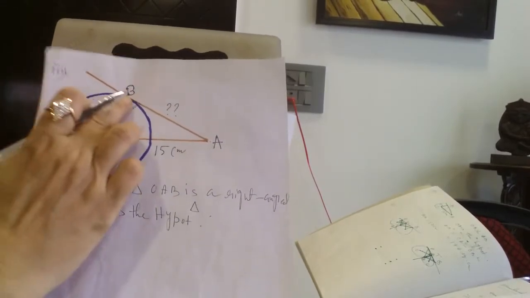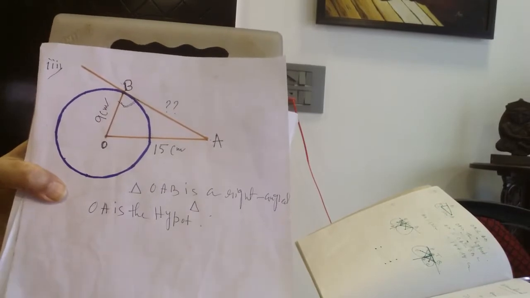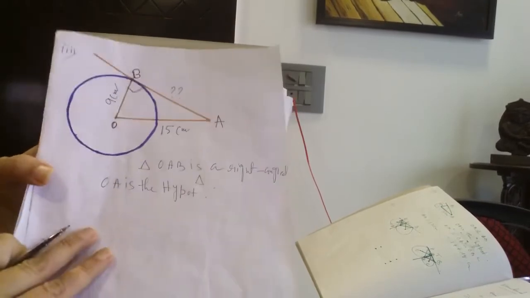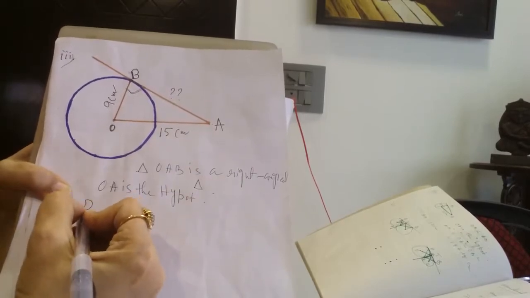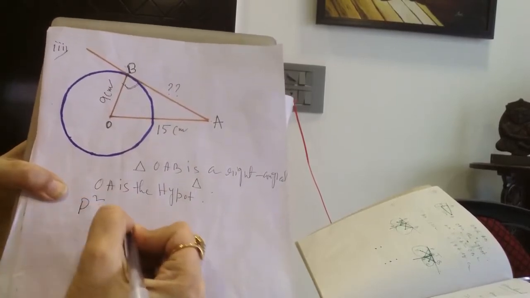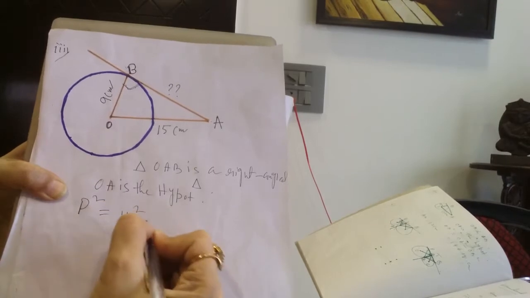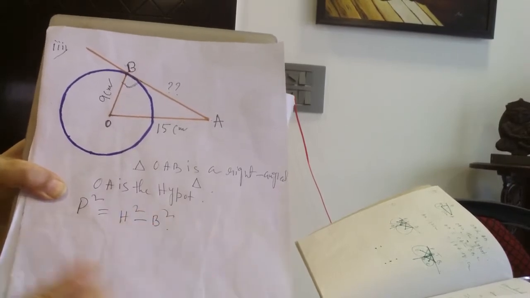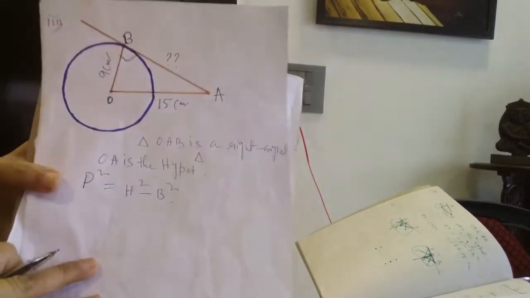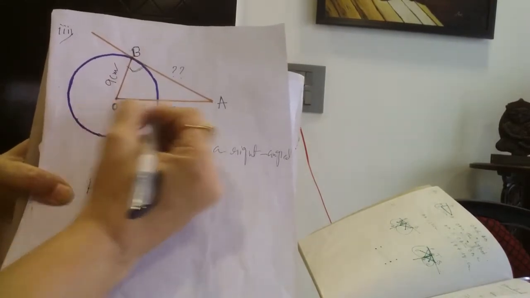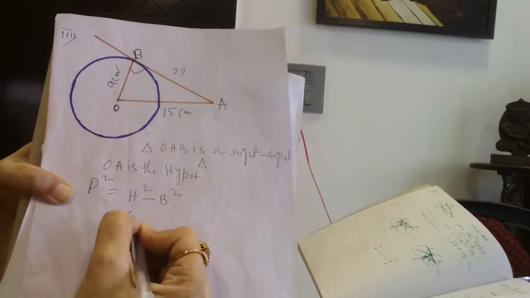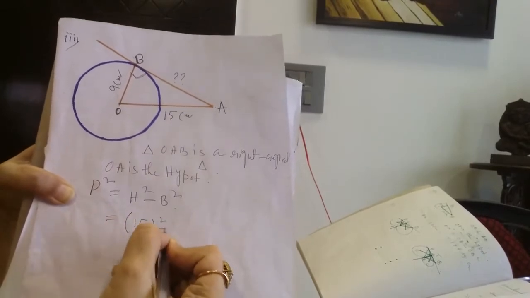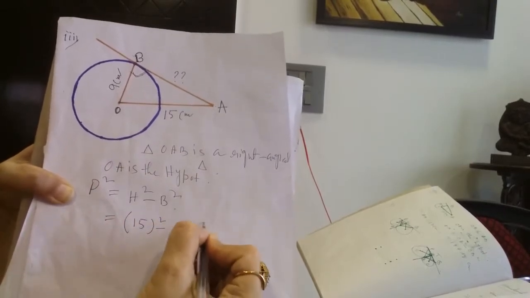Here the perpendicular is unknown. So according to Pythagoras theorem, what can we write? Perpendicular square equals hypotenuse square minus base square. This you know already from previous classes. So your perpendicular square equals hypotenuse, which is 15, so 15 whole square minus base, which is 9, whole square.